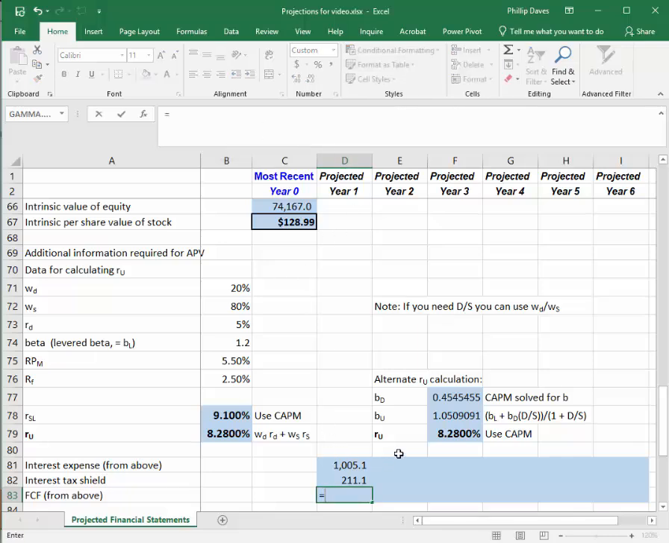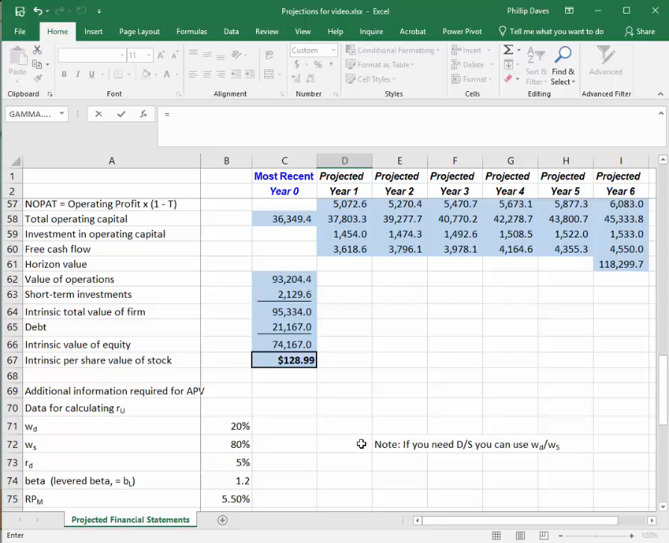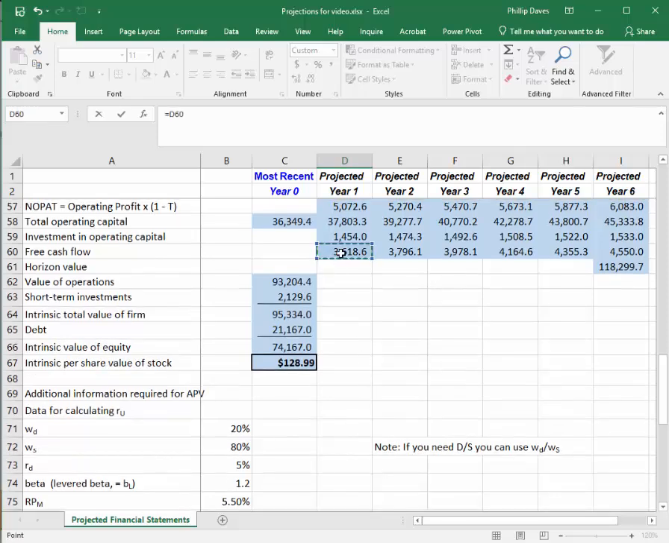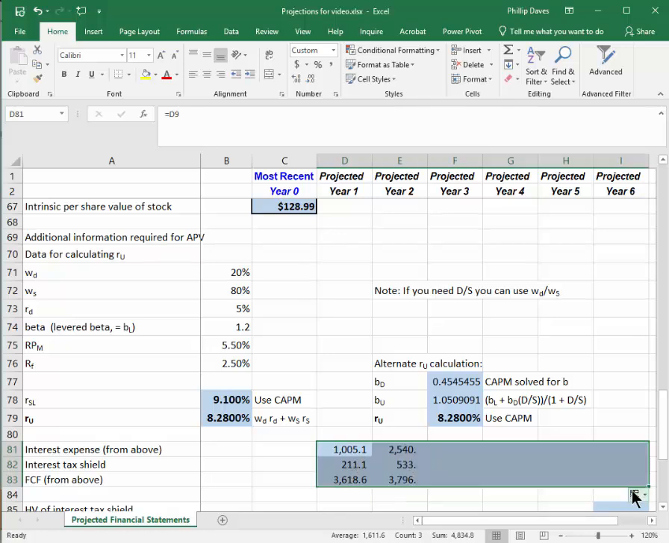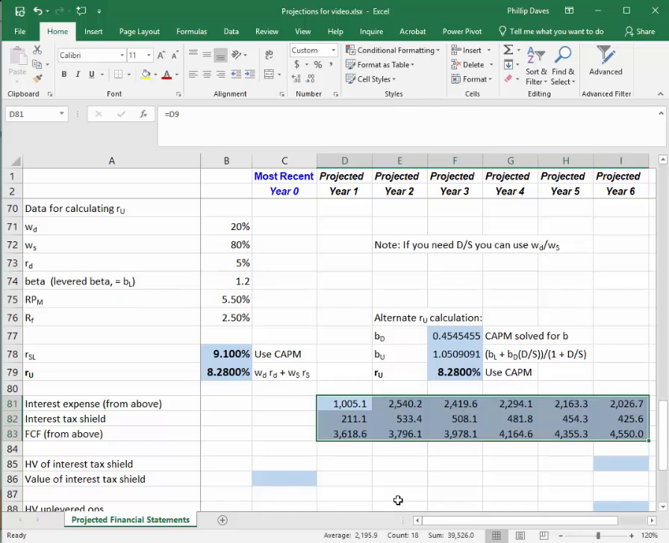And we also have, and I'm just going to record this from above, we need the free cash flow. We don't have to do a separate calculation for free cash flow. That's already there from the corporate valuation model. And so I'm going to copy all this out. This will give us interest expense, interest tax shield, and free cash flow out for the 6 years of projections.